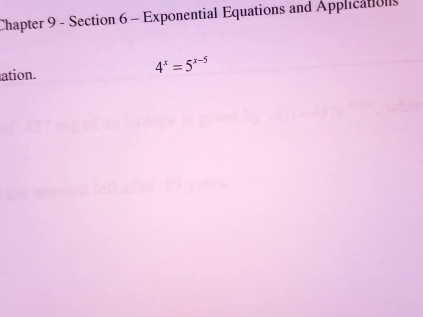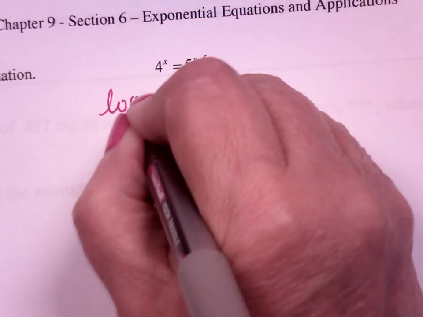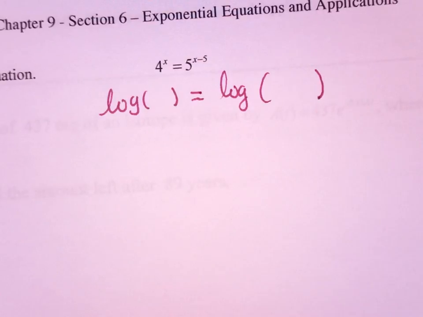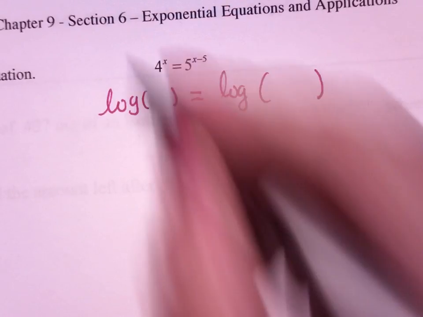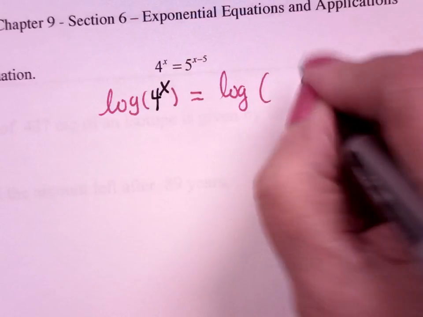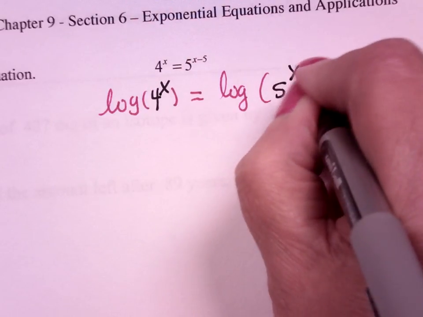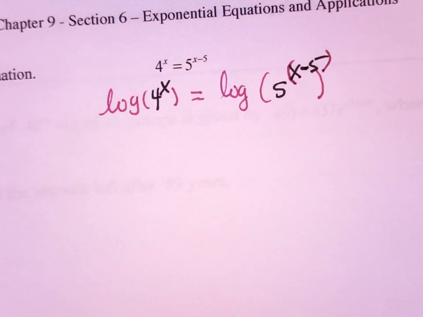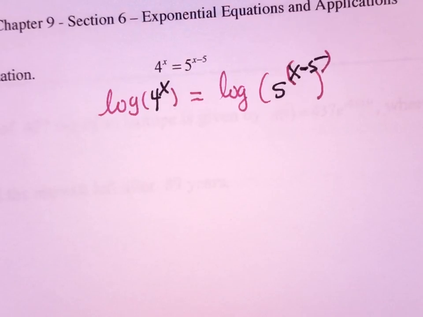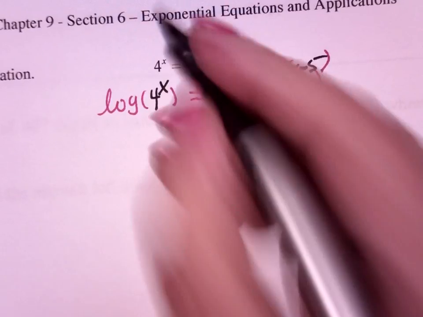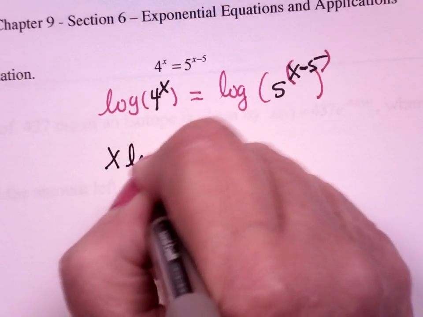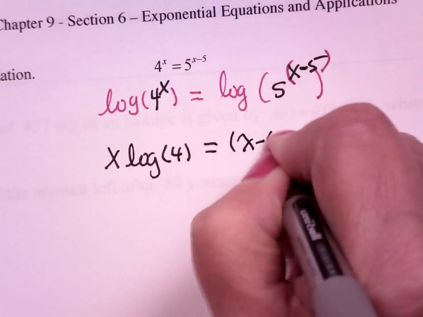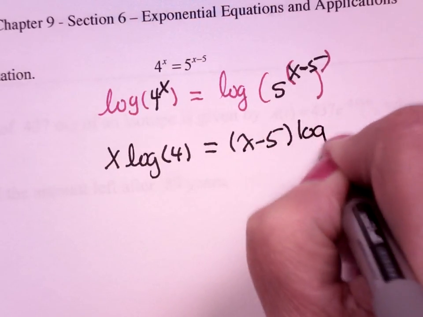But again, your book handles it this way, so log of left-hand side equals log of right-hand side. So left-hand side is 4 to the x, right-hand side is 5 to the x minus 5, and I remind myself there's a set of parentheses around that x minus 5. Bring the exponents down, so that's how you get your hands on x. So x log of 4 equals (x minus 5) log of 5.